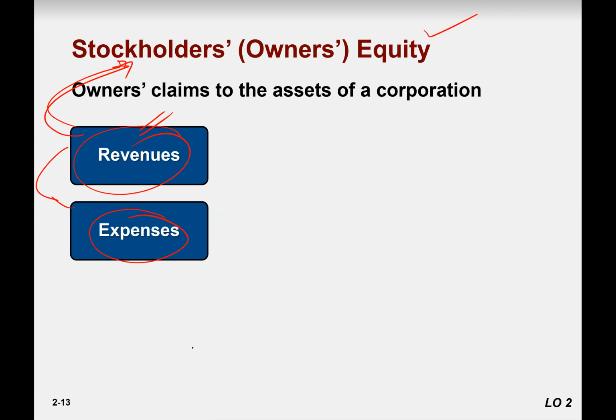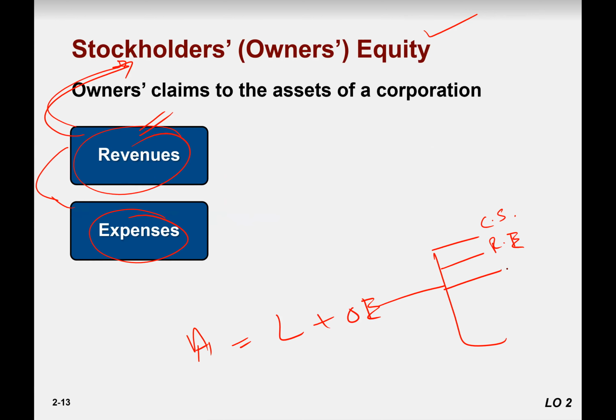So in the case of our accounting equation, assets is equal to liabilities plus owners' equity. So in owners' equity, we have common stock, we have retained earnings, we have dividends, we have revenue or sales, and then we have expenses, right?